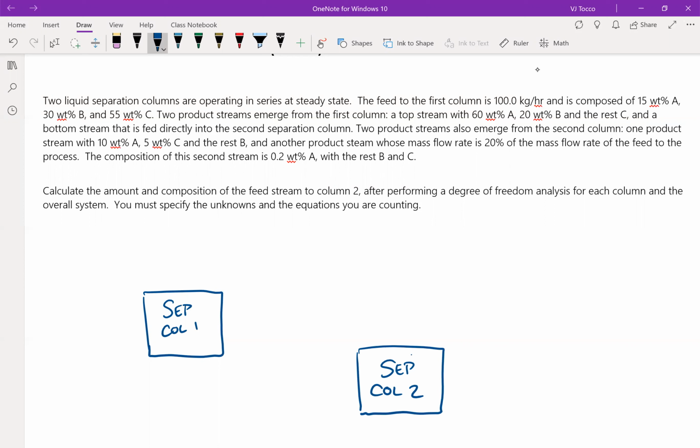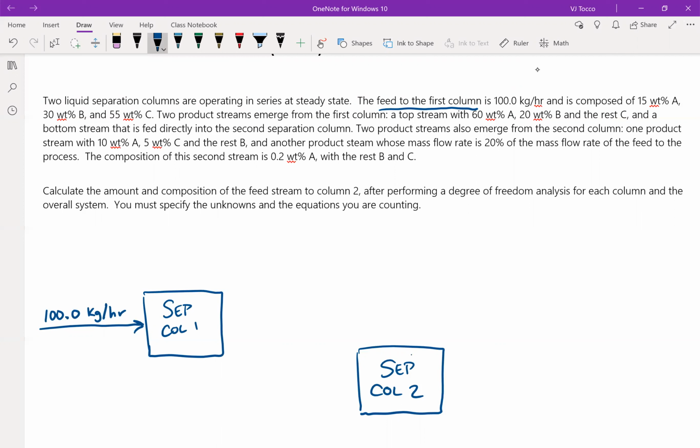Okay, so the feed to the first column is 100 kilograms per hour. I'm going to put that into my process. 100.0 kilograms per hour. Recall that this 100.0 is significant, right? So this is telling me that I have exactly 100.0 kilograms per hour. This is distinct from saying 100 kilograms per hour. If I just said 100 kilograms per hour, that could theoretically mean that I have a measurement that's like 99.8 or something like that. This 100.0 means that there's 4 significant figures of accuracy that I have in this number.